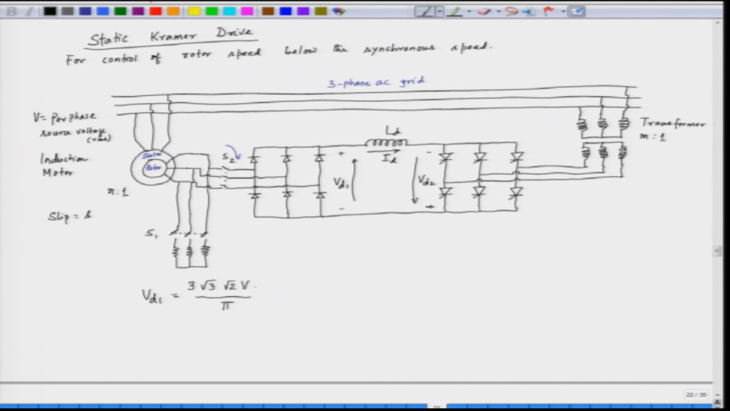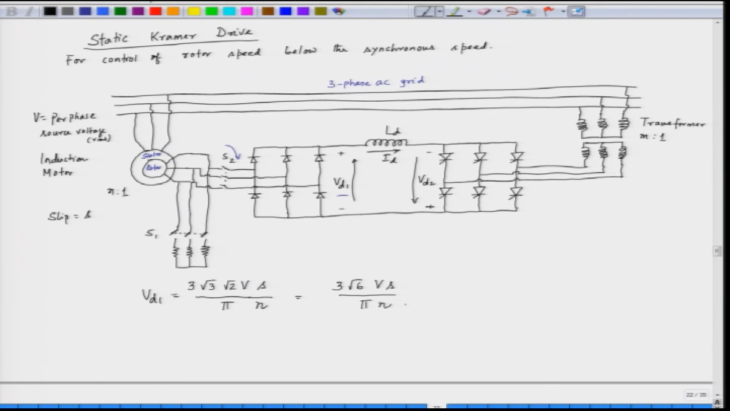So, the output of this is multiplied by s, we ignore the drops here, and the turns ratio here is n:1, so divided by n. So, the voltage which will appear at VD1 is the following: 3 into root 3 into root 2 V s by pi into n. Now, that is equal to 3 root 6 V s by pi n. So, that is VD1.